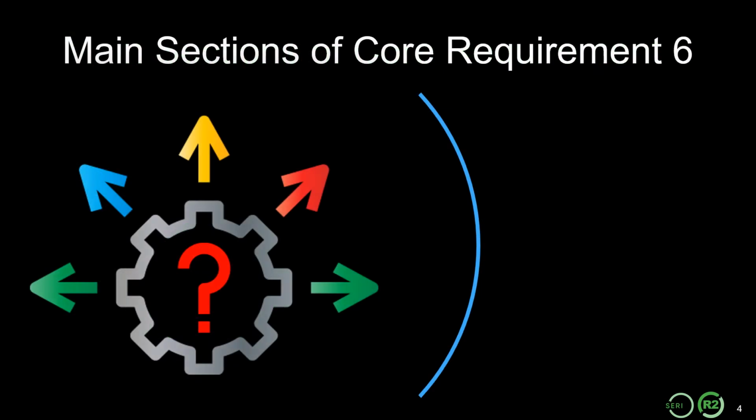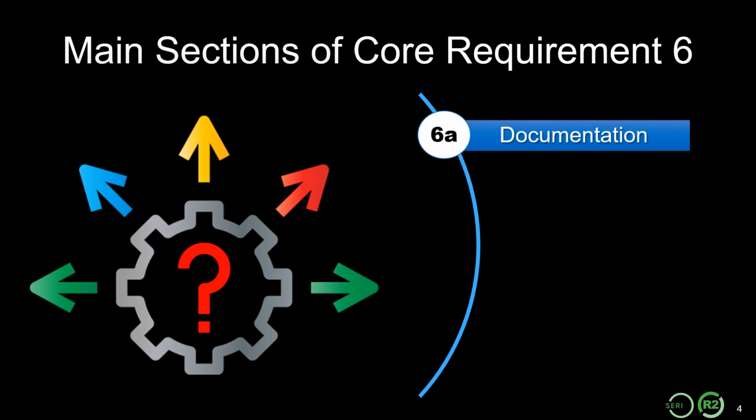Core 6, Sorting, Categorization, and Processing, addresses one of the major activities common to every R2 facility: how to determine the applicable R2 requirements and next process steps for the various electronic equipment, components, and materials that enter the control of an R2 facility. There are 5 elements to this requirement: documentation.